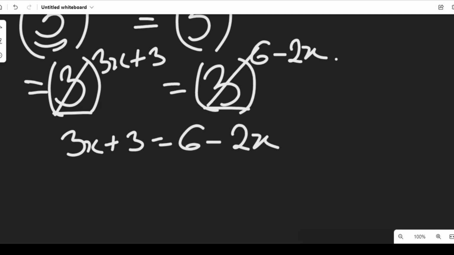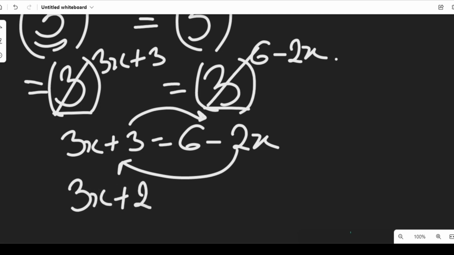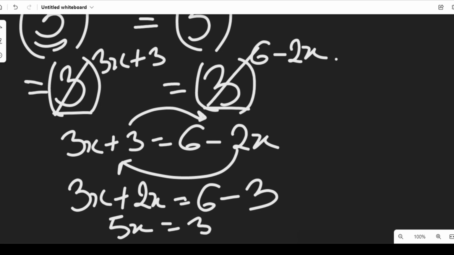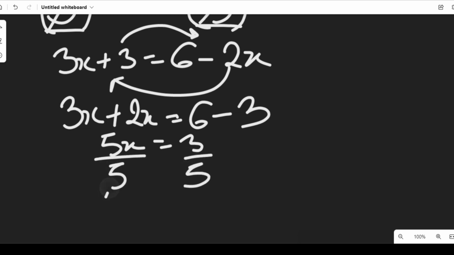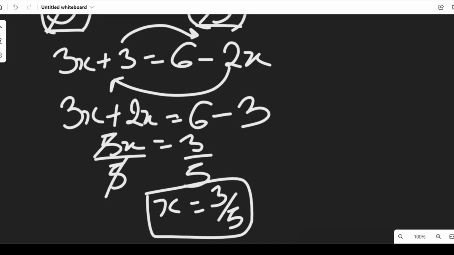At this point, we need to collect like terms. This will come over here to give us a positive 2x, and this will come over here to give us a negative 3. So this will give us 3x plus 2x equal to 6 minus 3, which gives 5x equal to 3. Finally, if we divide both sides by 5, we'll have x equal to 3 over 5. So this is the solution to that exponential equation.